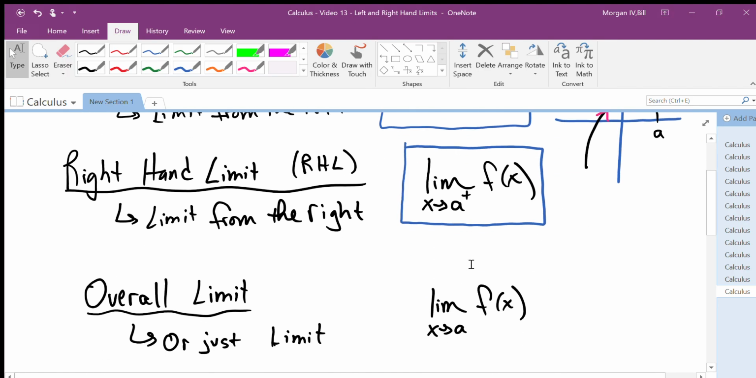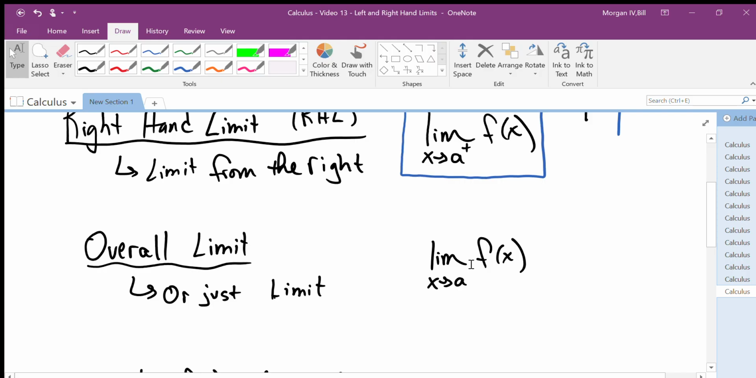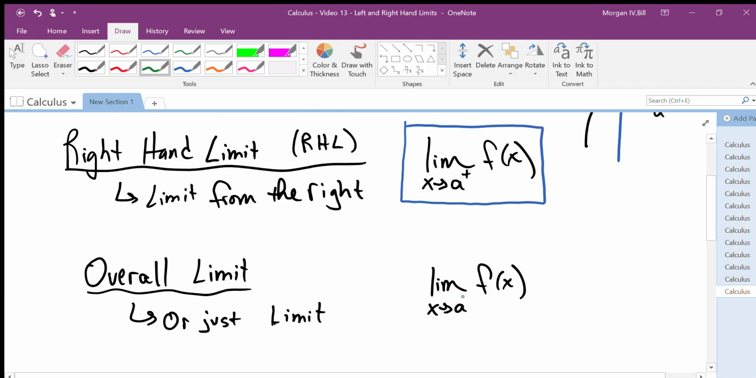And we also have what's called the overall limit. The overall limit, or just the limit of the function, is when we do not have the superscript. It's what we've been doing so far: the limit as x approaches a of f of x. And when you see that, what that really means is it's coming from both sides.